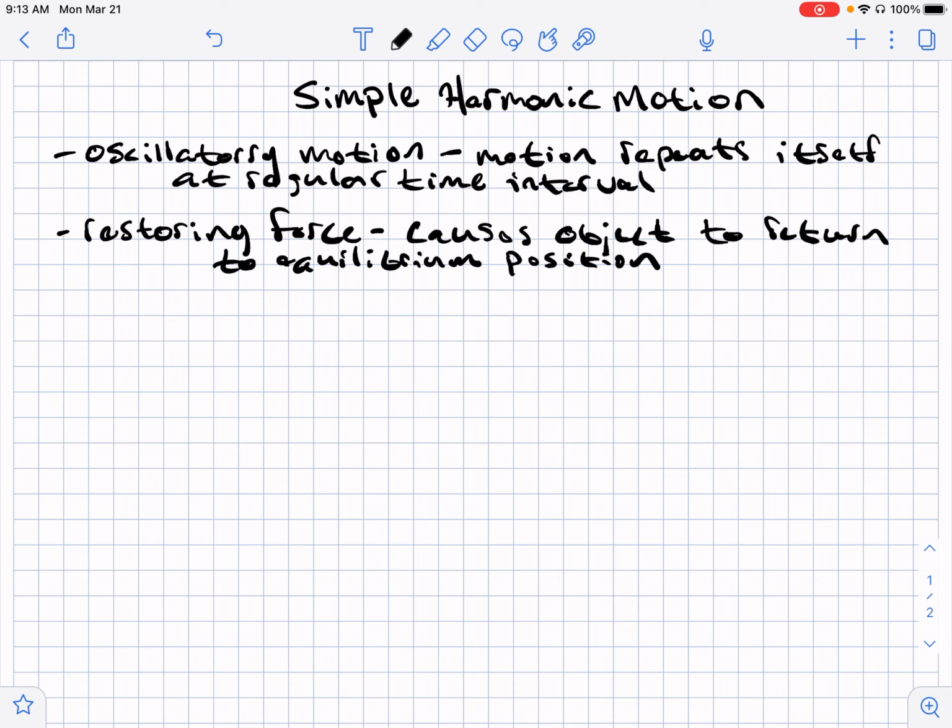So when we say simple harmonic motion, what we're referring to is an object that's moving in this oscillatory motion, where it's moving back and forth at a regular time interval, and there's some kind of restoring force that's causing that object to return to that initial equilibrium position. And for our class, we're really going to look at two different types of objects that move with this simple harmonic motion. The first one is a mass on a spring.